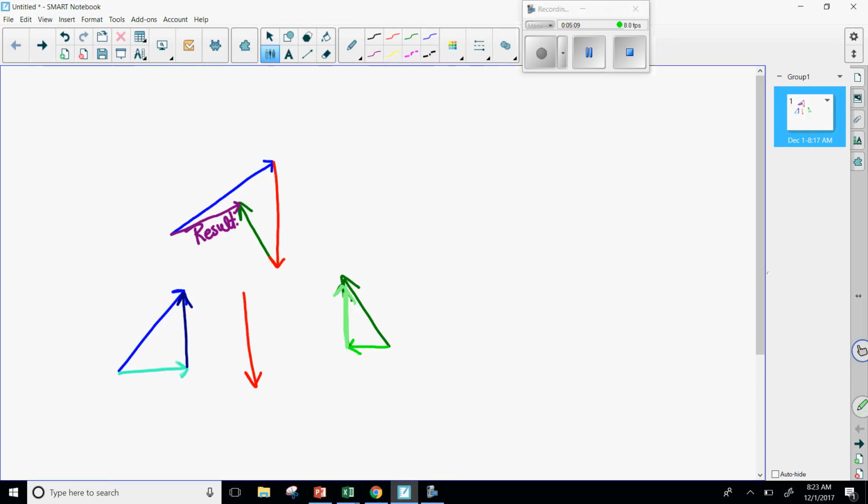So you break it into the two components, and the resultant is going to be what you get when you add the x ones together. So we're going to be taking these x components, and what happens when I add the x components together?